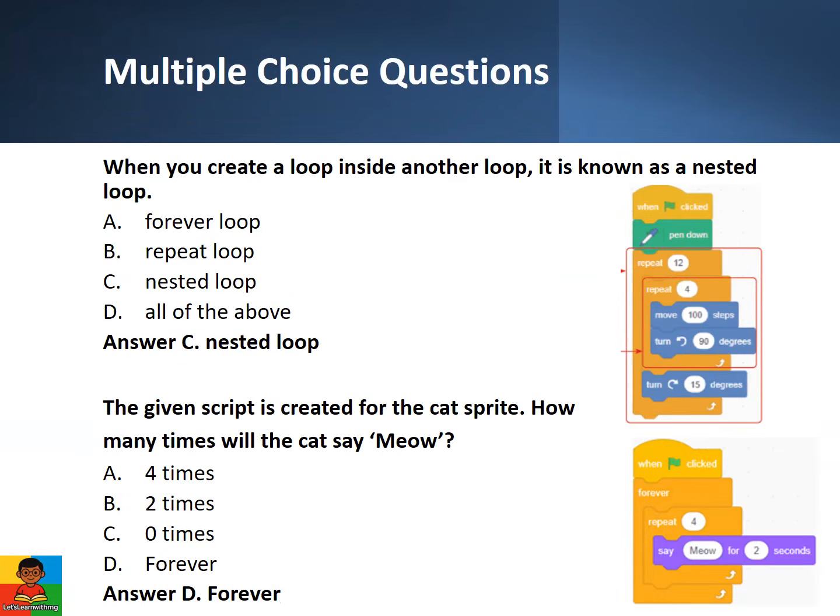When you create a loop inside another loop, it is known as a blank loop. Options: A. Forever loop, B. Repeat loop, C. Nested loop, D. All of the above. Correct answer: C. Nested loop. The given script is created for the cat sprite. How many times will the cat say meow? A. 4 times, B. 2 times, C. 0 times, D. Forever. Correct answer: D. Forever.